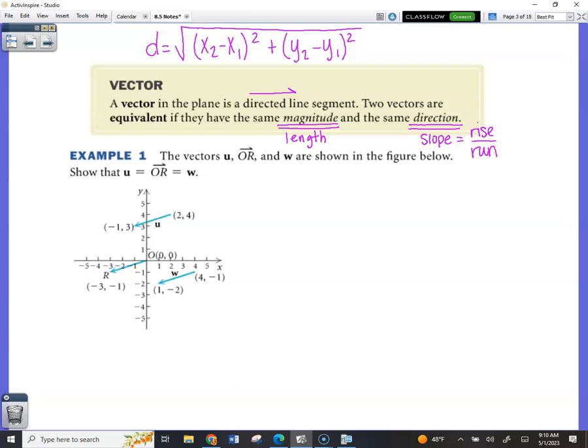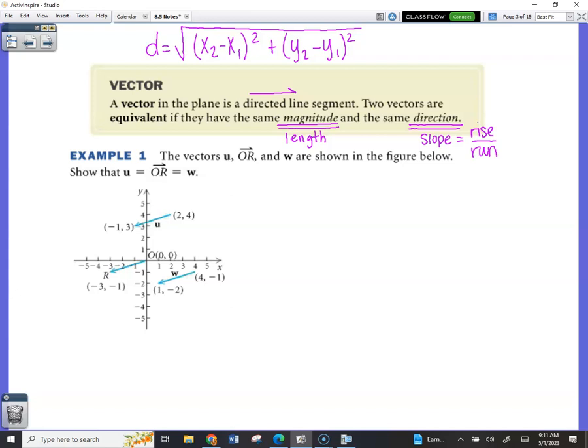Now, the other new part in this problem is letting you know when you have a vector in front of you. Look at the directions. It says the vectors u, OR, and w are shown in the figure below. Okay, first let me address this. This little bold u, lowercase u, is a vector.